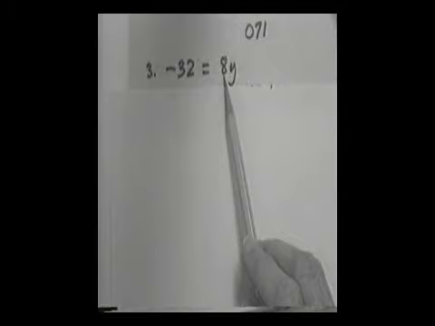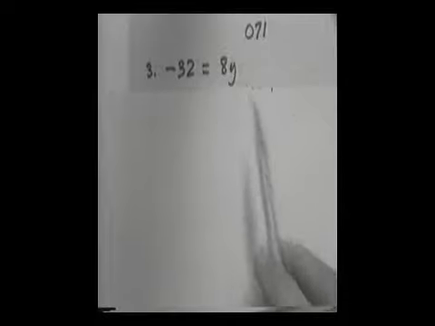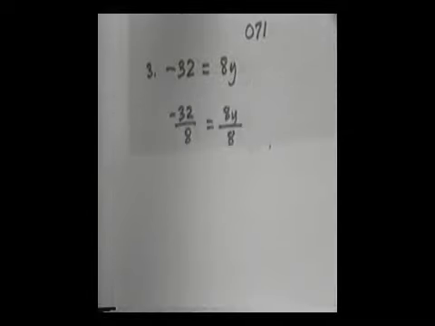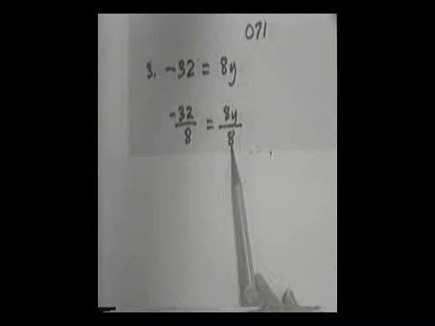We can either multiply by the reciprocal. The reciprocal of 8 is 1/8. Or we can simply divide both sides by the coefficient, and that's what I prefer. So I have negative 32 divided by 8 equals 8y divided by 8. Divide both sides of the equation by the coefficient of the variable.